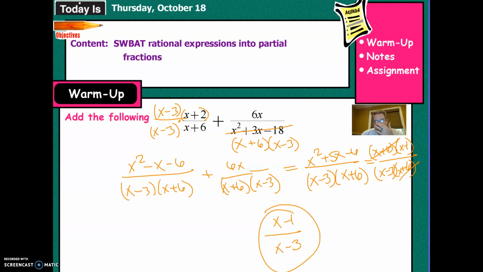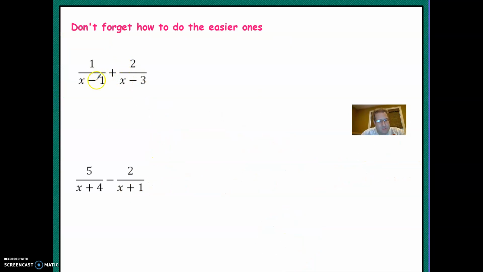A lot going on in that question, so let's take a look at another one before we actually get to the partial fraction decomposition. Very similar to what we had just done. We have two different denominators, so the least common denominator would be the two denominators times each other. So we're going to multiply this side by x minus 1. Whatever we do to the denominator, you have to do to the top. And then do the same thing over here, times x minus 3 on top and bottom.